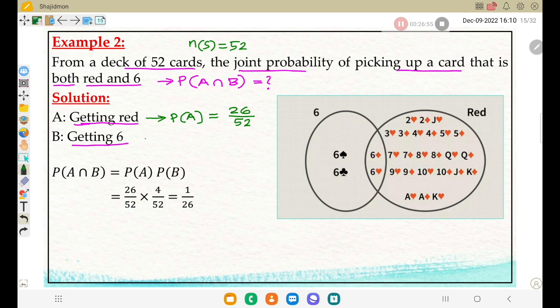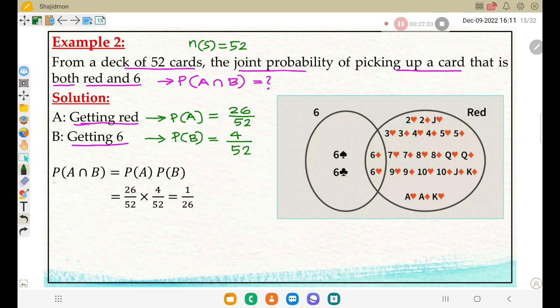Now, getting a number 6, what is the probability? Probability of B, getting a number 6. How many number 6 cards are there? There are 4 cards with number 6. So 4 divided by the total number of cards, 52. 4 divided by 52, because whenever we calculate probability, as we studied in the definition, it is the number of outcomes favorable to that event divided by the total number of outcomes in the sample space, correct? So getting a 6 means 4 cards, divided by the total number of cards, 52.